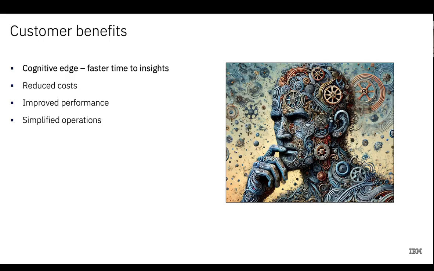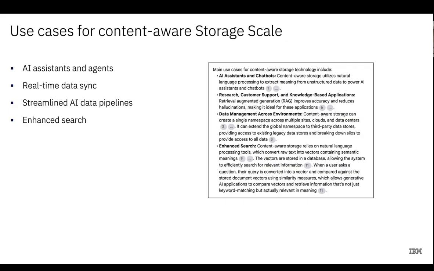And we want to simplify the operation by providing really good performance for you and lower TCO for you, right? So again, there are multiple use cases for our content-aware storage beyond just the AI assistants and agents. We can do real-time data synchronization between your different data sources. We can streamline your AI data processing pipelines and provide enhanced searches for you, right?